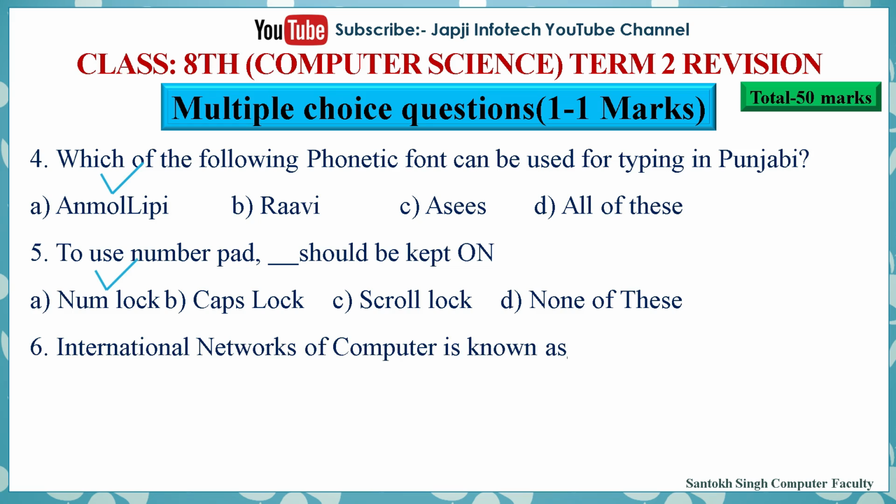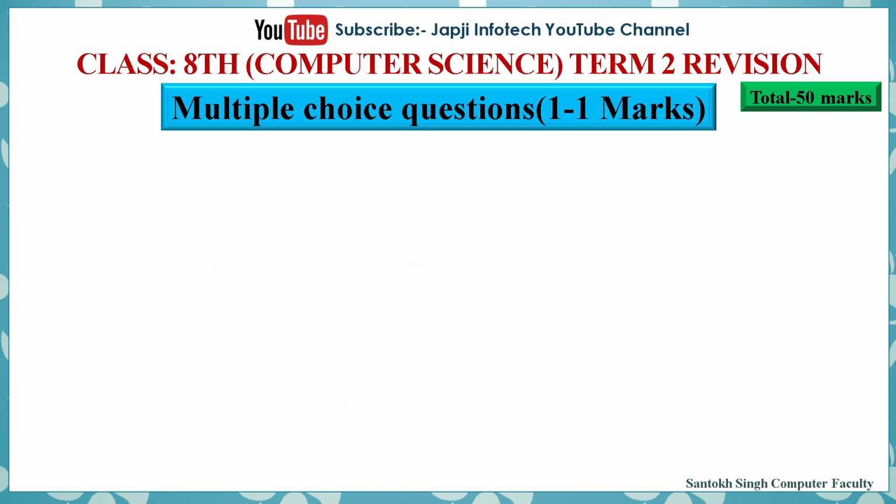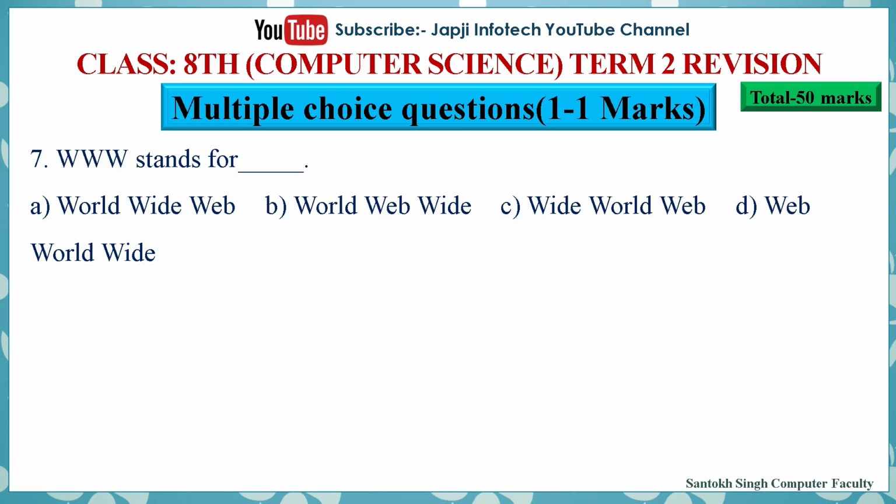The sixth one is: the international network of computers is known as dash. The options are ARPANET, intranet, internet, and Ethernet. The right answer is: the international network of computers is known as internet. The seventh question is: www stands for dash. The options are World Wide Web, World Web Wide, Wide World Web, and Web World Wide. The right answer is: www stands for World Wide Web.